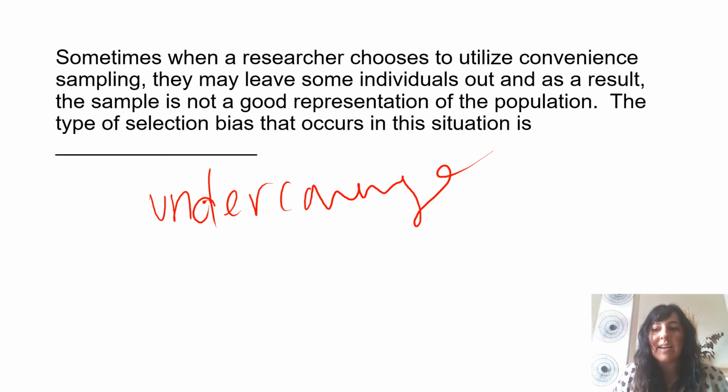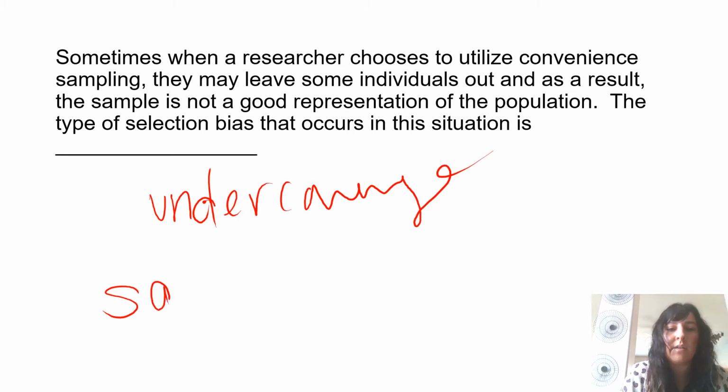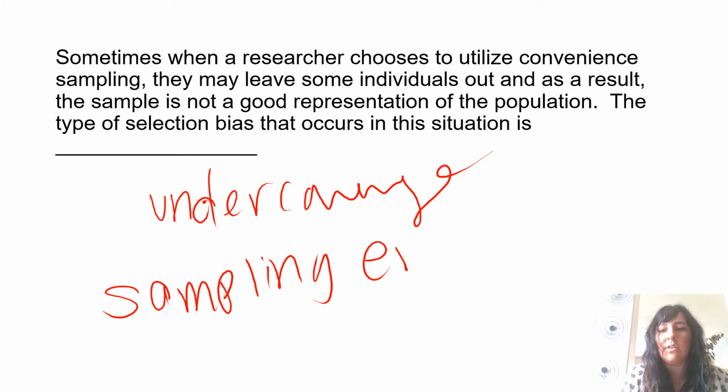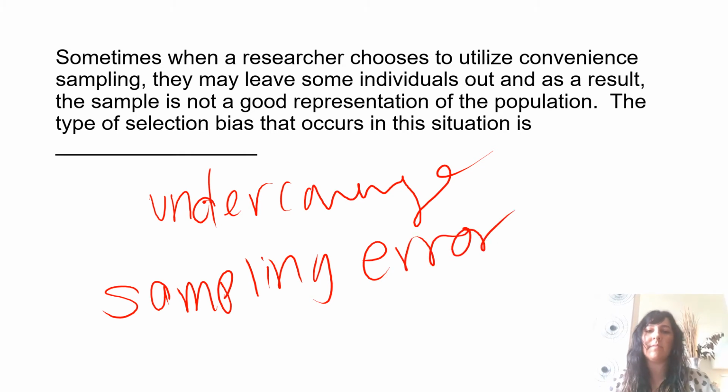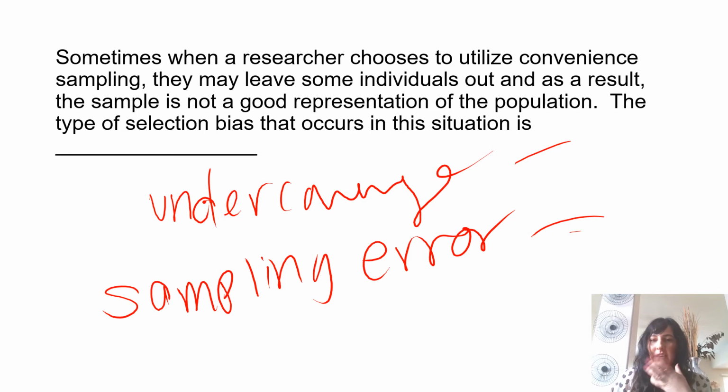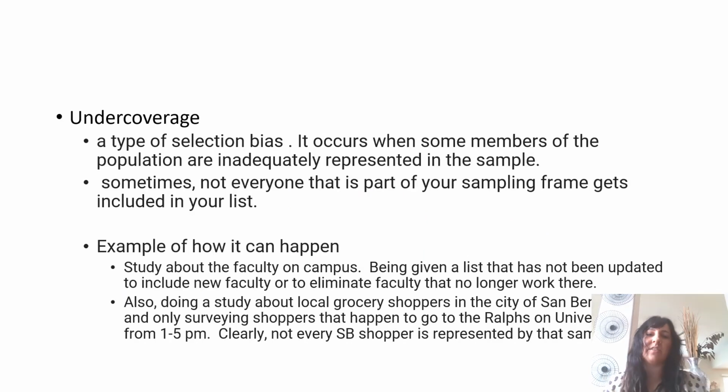All right, and then the other answer that we got a good amount of people choosing was sampling error. Okay, so it seems like it was pretty much even between these two different answers. All right, so that's where you guys are. So let's go ahead and take a look at this. What would it be? Undercoverage or sampling error? All right, so let's define them.